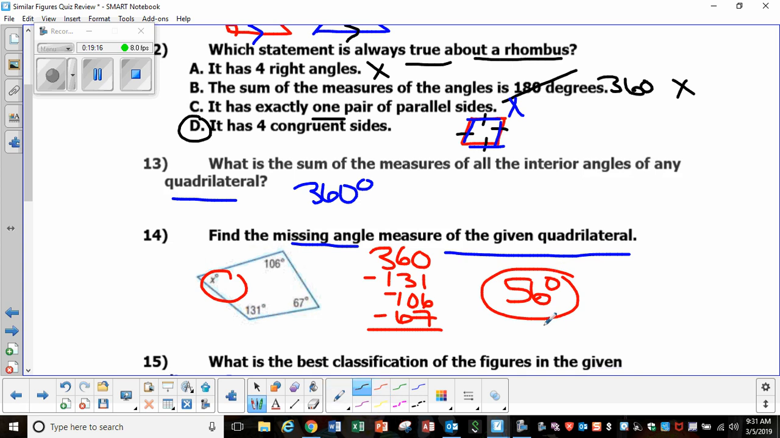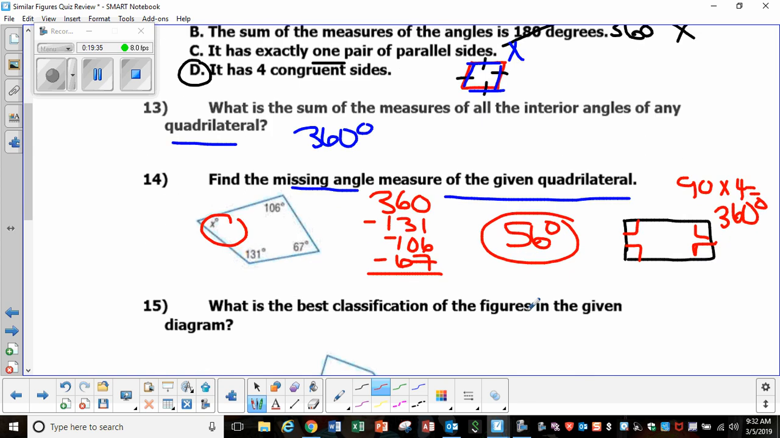So again, you just need to remember that the sum of the four angles in any quadrilateral is 360 degrees. If you have a hard time remembering that, think about a rectangle. It's a quadrilateral. It has four angles, and each angle is 90 degrees. And so 90 times 4 equals 360. So this applies to any quadrilateral. All right, last question, number 15.